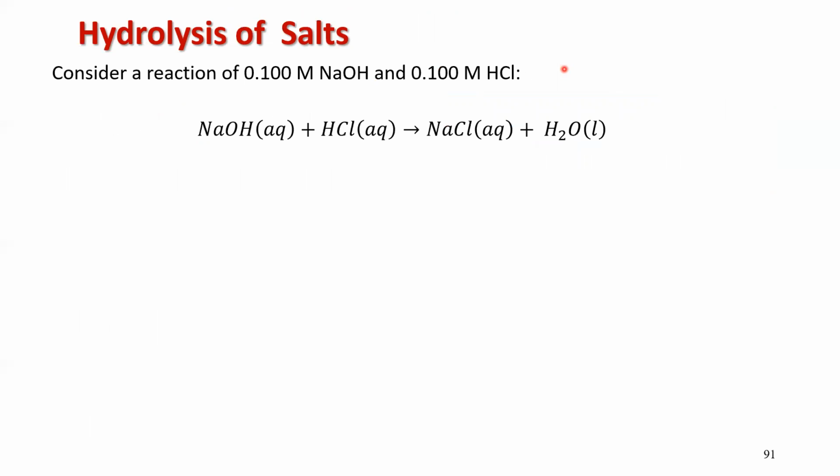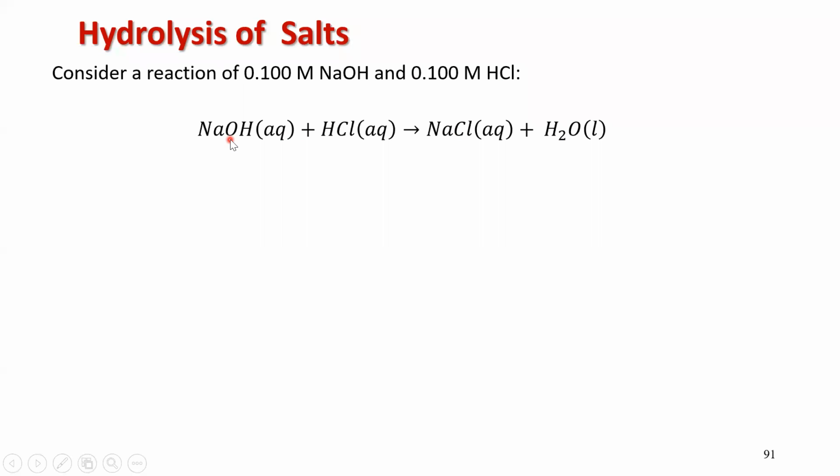So let's look at another scenario. This is new. Let's say that we have sodium hydroxide and we react it with hydrochloric acid. Well, it's a double displacement reaction. The sodium and the hydrogen would switch places. We'd produce sodium chloride and water.